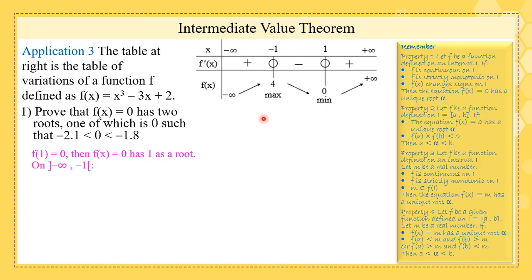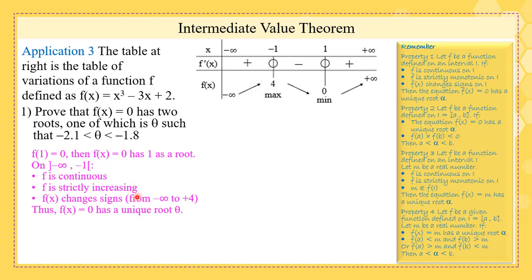So on the interval negative infinity, negative 1, somewhere here, we can see that f is continuous, f is strictly increasing, and f of x changes signs from negative infinity to plus 4. So from these three conditions, we can tell that the equation f of x equals 0 has a unique root, theta. So by now, 1 is a root and theta is another root, so we proved that the equation has two roots. Now we need to verify that the second root theta falls between negative 2.1 and negative 1.8.